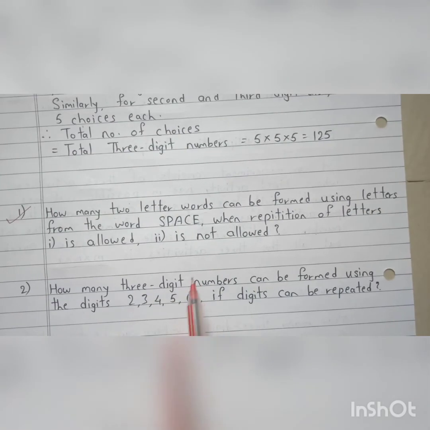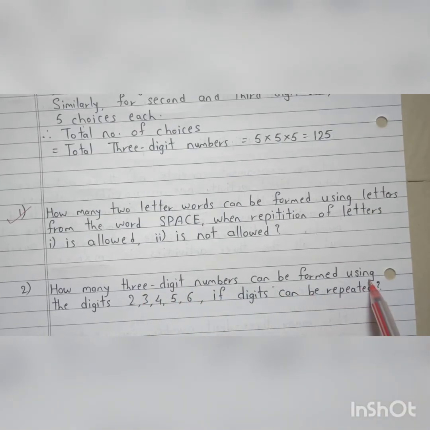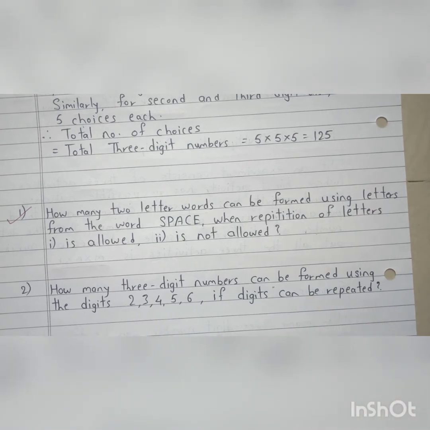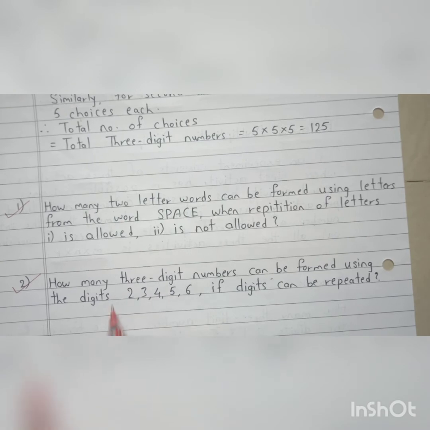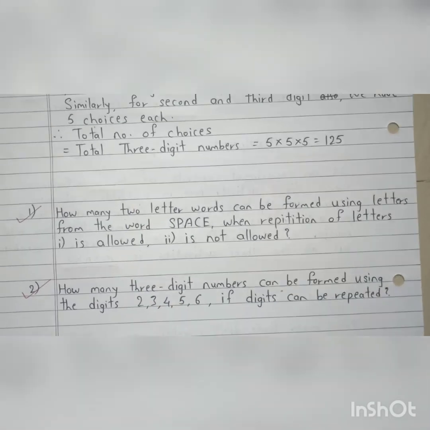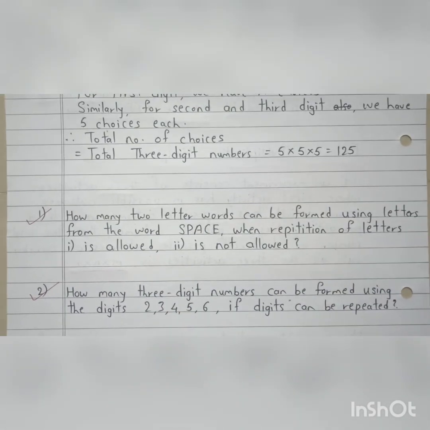The second question is: how many 3-digit numbers can be formed using the digits 2, 3, 4, 5, 6 if digits can be repeated? This question is exactly similar to the password question which we saw in the first video. But let me tell you the difference between the question we solved just now and this second question. You can see there is no 0. So for the first digit you have to see the number of choices carefully. So try to solve both the examples.